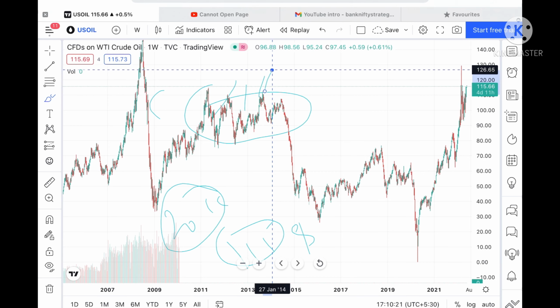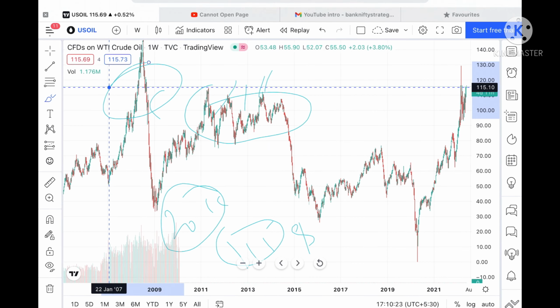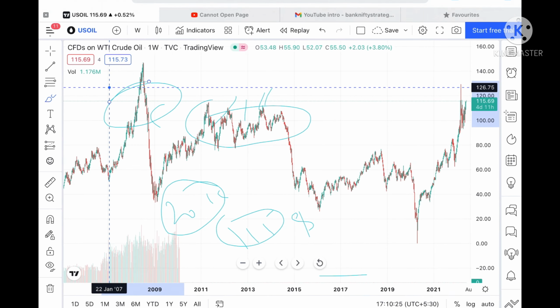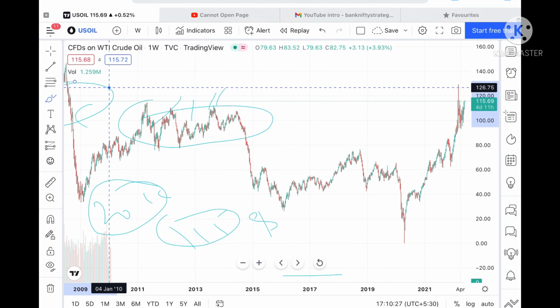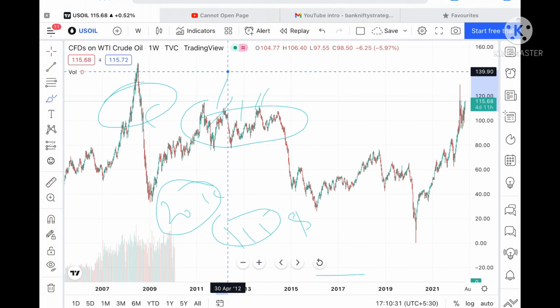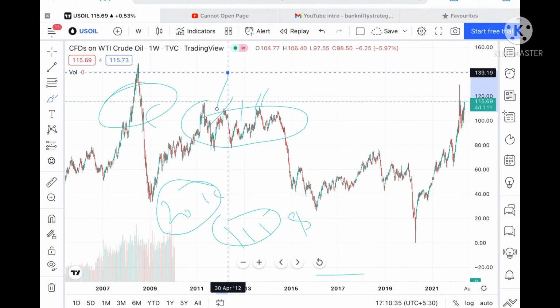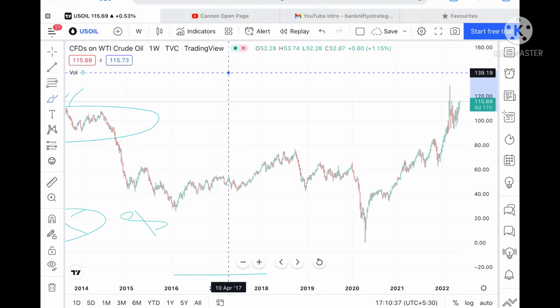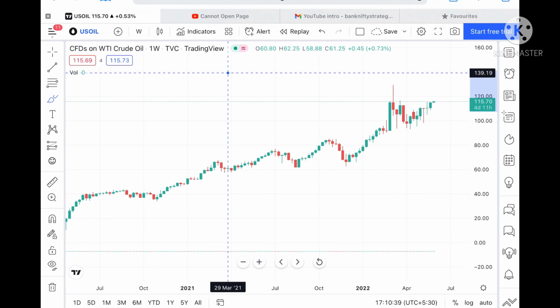If you look at this chart, these resistances are already weakened resistance, so the probability is very high. We can see it go further upside towards a level of 134, and from there it can touch a level of 139.19 and then further upside. This is what we can see, a particular resistance on the upper side.